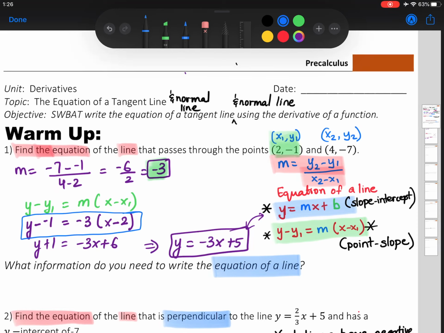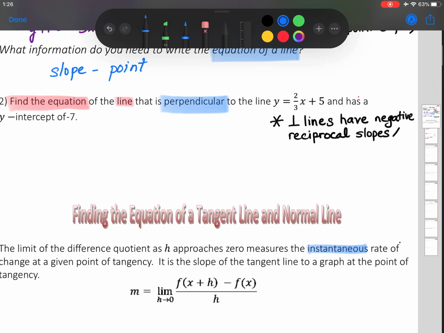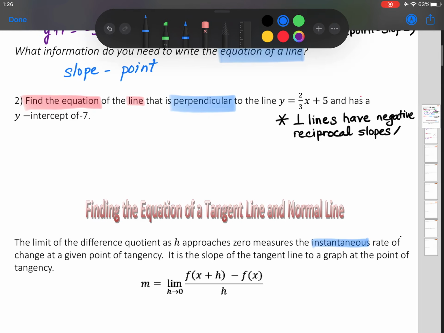So now it says, what information do you need to write an equation of a line? We already discussed we need our slope, and if you're writing in point slope form, a point, right? So that's what we need. Okay, let's do example 2. It says, find the equation of a line that is perpendicular to this line that's given to us and has a y-intercept of -7.